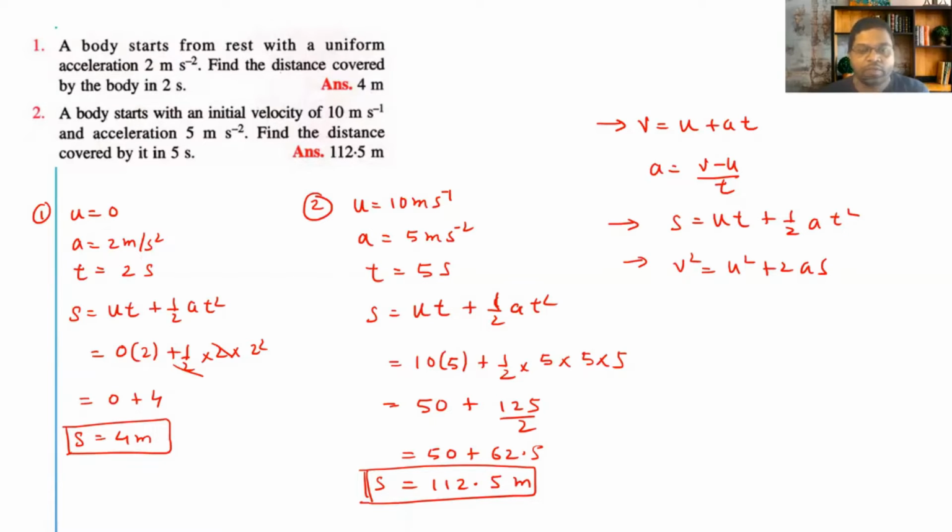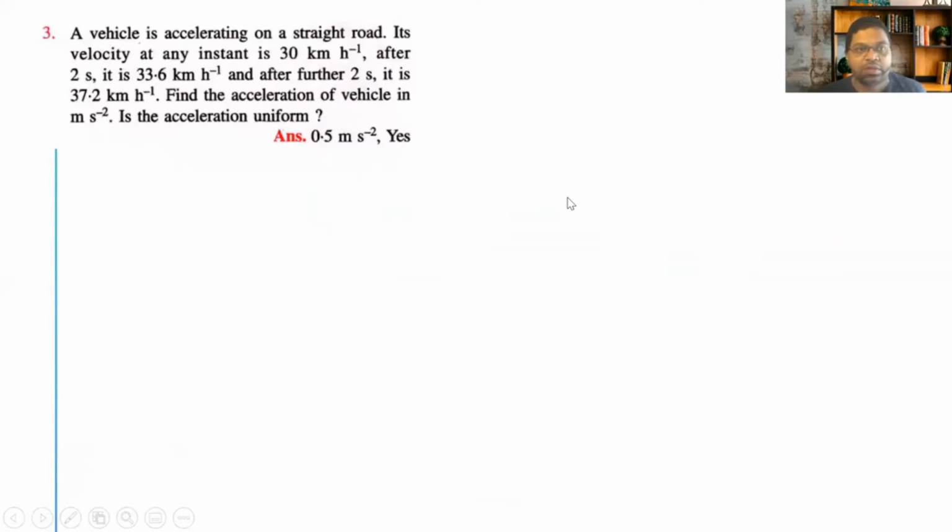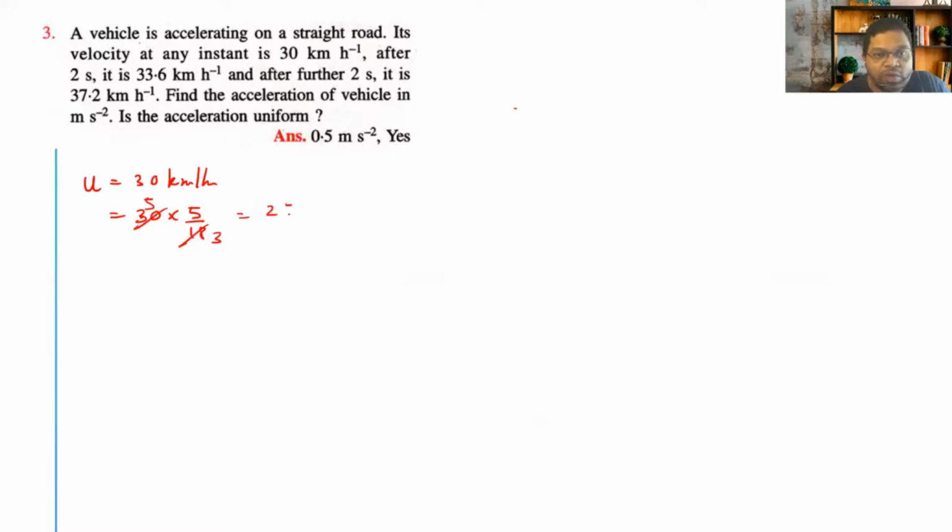Moving ahead, this is the next question we have. So let's see what is given. A vehicle is accelerating on a straight road. Its velocity at any instant is 30 kilometer per hour. So if I call it u, 30 kilometers per hour, so that will be 30 into 5 by 18, 6 threes are 18, 6 fives are 30, so that is 25 upon 3 meter per second.